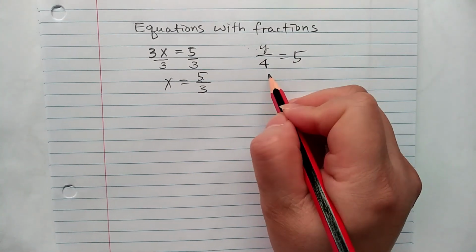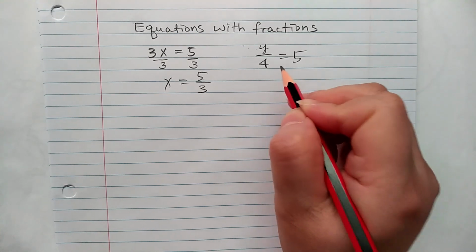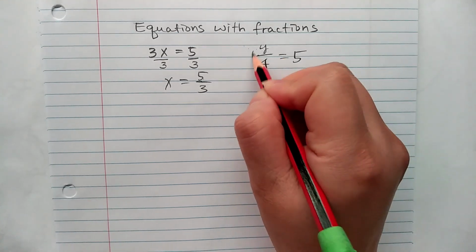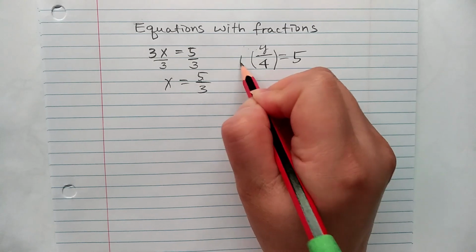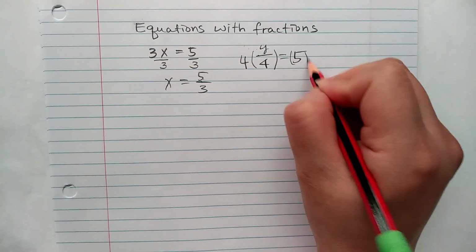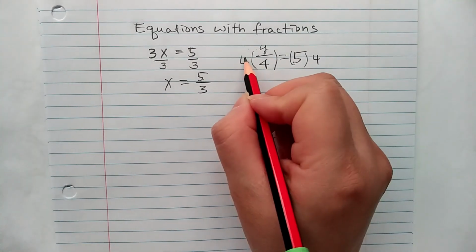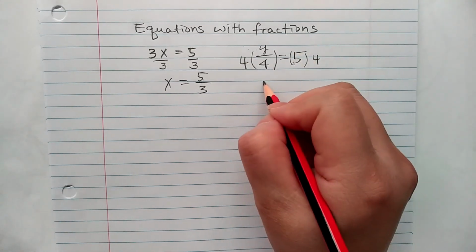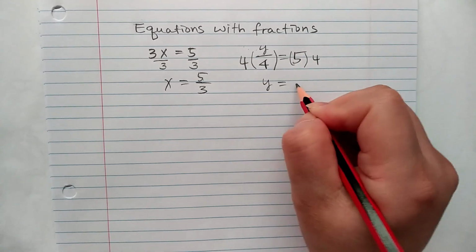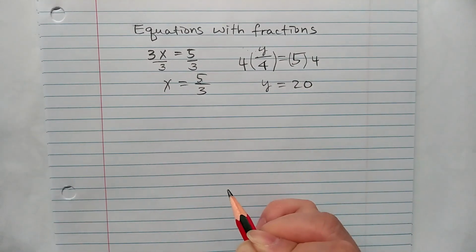How about y over 4? In this case, if we multiply both sides by 4, then these will reduce to 1, and we'll have y equals 20.